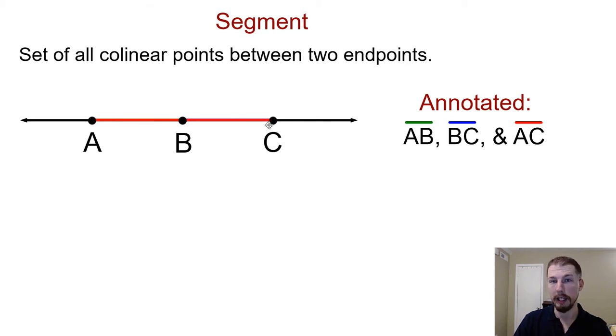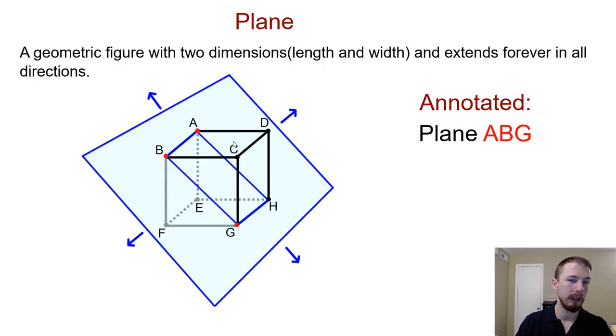From this, you might have observed that segment AB plus segment BC would give us segment AC. The collection of all points between A and B, and all the points between B and C together, would give us AC, and that would actually be the segment addition postulate.